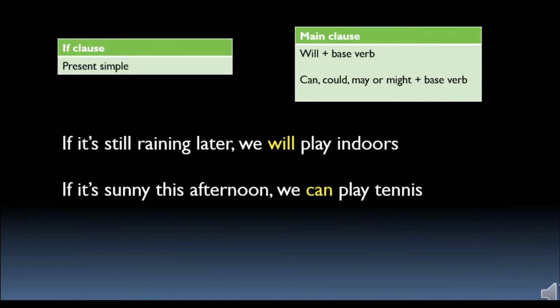Another example of first conditional. If it's still raining later, we will play indoors. In simple present, then will plus base verb. If it's sunny this afternoon, we can play tennis. Instead of using will, sometimes we use can, could, may, or might plus base verb.